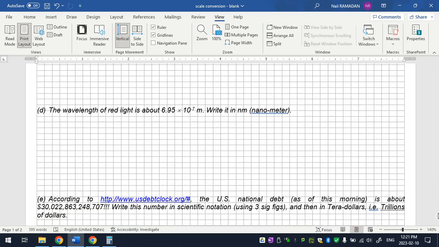What's my value? 6.95 times 10 to the. I want to write it in what? Nano. By the way, question. Can you write this in micro? No, you can't. Because -6 is bigger than -7.